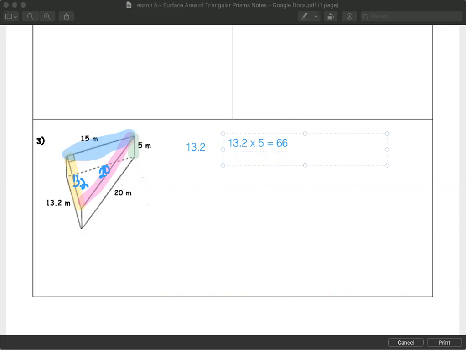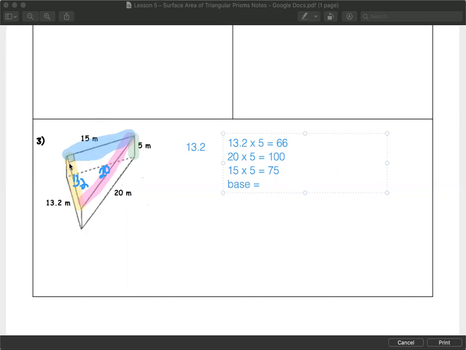Then I'm going to do the next one. Side of 20. 20 times the height of 5 equals 100. And then our third lateral side is going to be the other side length, 15 times the height of 5, which equals 75. So those are our three lateral faces, 13.2, 20, and 15, all being multiplied by the height of the prism.